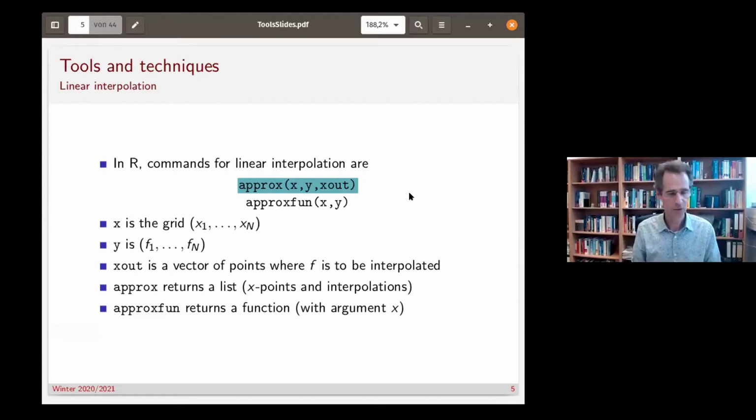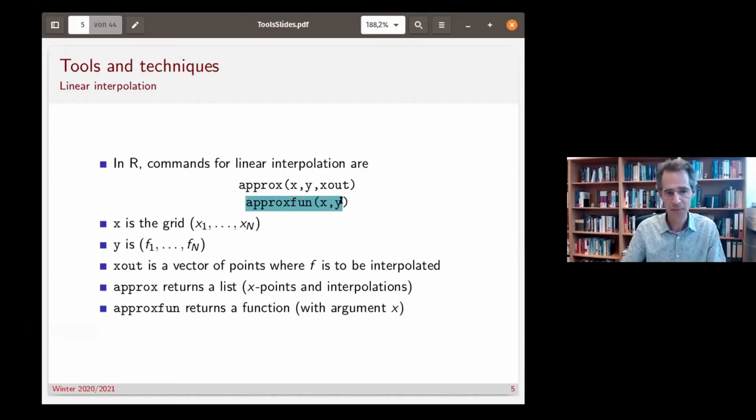And these things could be anything. So a list could include, say, a string and a vector and a matrix or whatever. And the output of the Approx command is a list containing two things. The first one is the vector of x's again, so this is really redundant. And the second component is the y. The y component contains the linear interpolations. That's what we are after. So that's the Approx command.